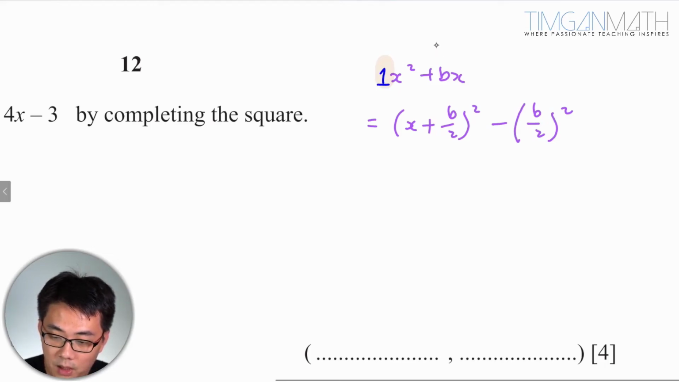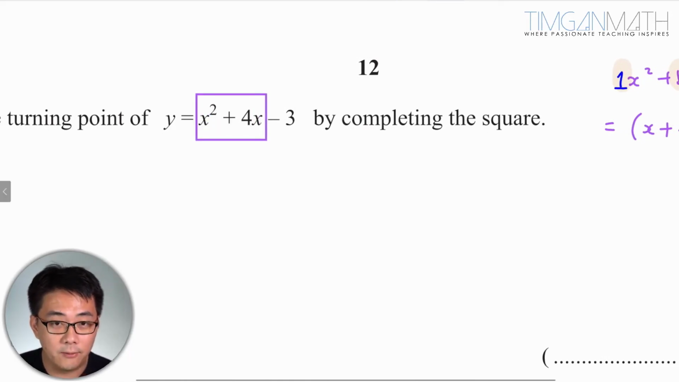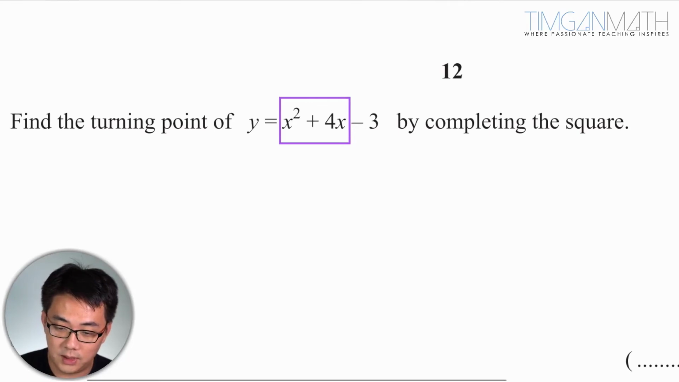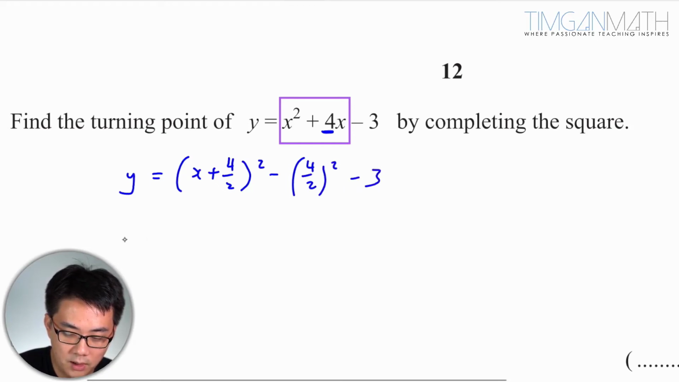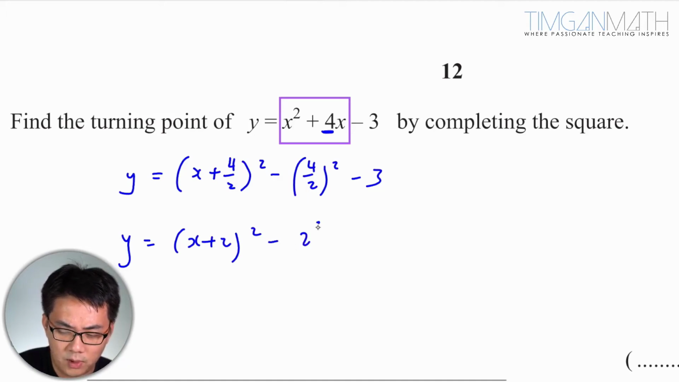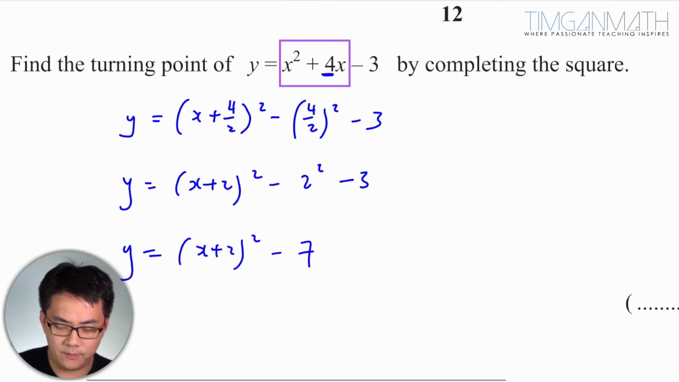What you need is essentially making the coefficient of x square 1, so there's 1 here, and b has to be the coefficient of x, okay? The rest is redundant, so meaning to say you just need to focus on x squared and 4x and just use the formula there. So in this case, what you get is y equals bracket x plus 4 over 2, which is b square, minus 4 over 2 square minus 3, okay? 4 over 2 is just 2, so it's x plus 2 square minus 2 square, which is 4. Then y equals to 4, so this is negative 7, okay?